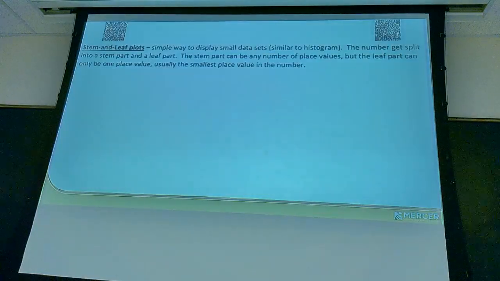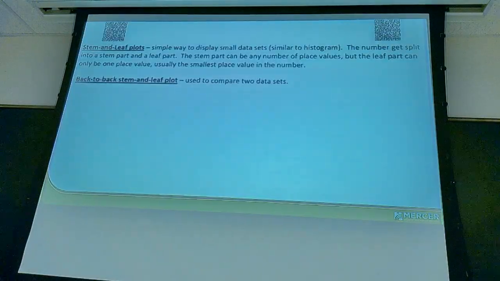What we do is we split the numbers into two parts. One is called the stem, one is called the leaf. The stem can be any number of digits. However, the leaf is only a single digit. We usually take the leaf to be the smallest place value. If you want to compare data sets, you can create a back-to-back stem and leaf.